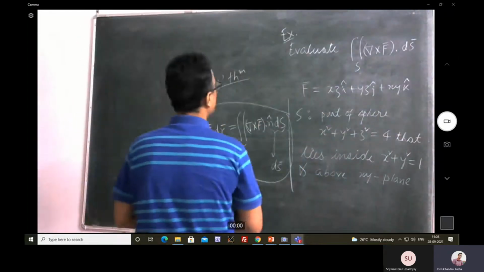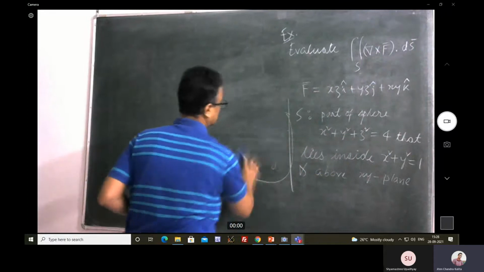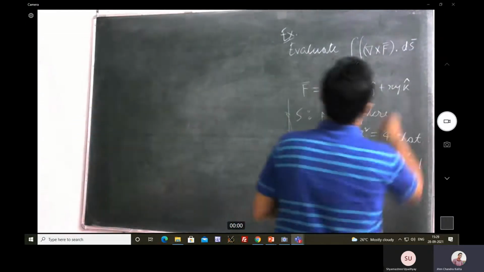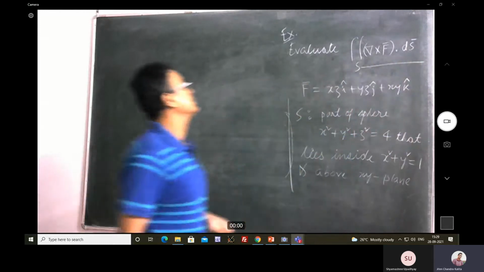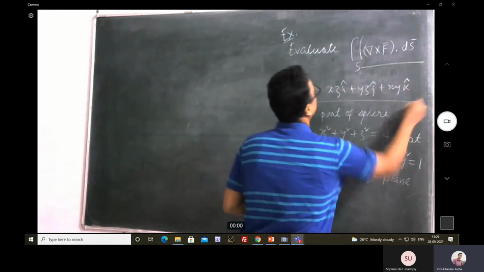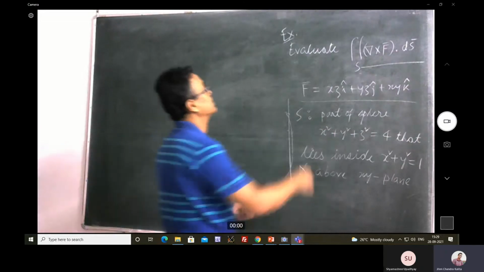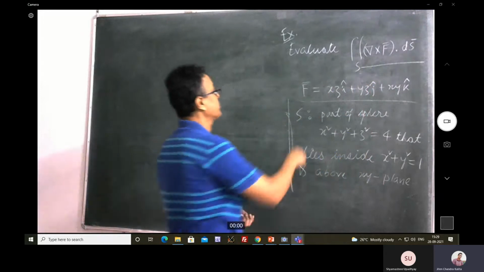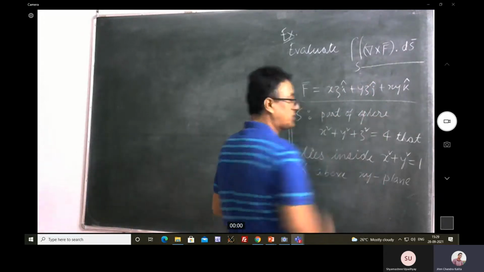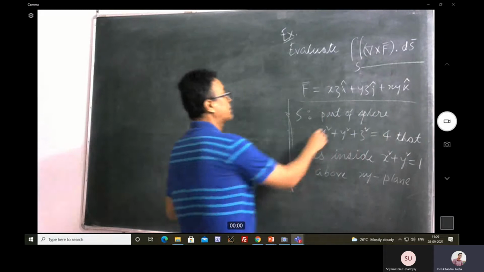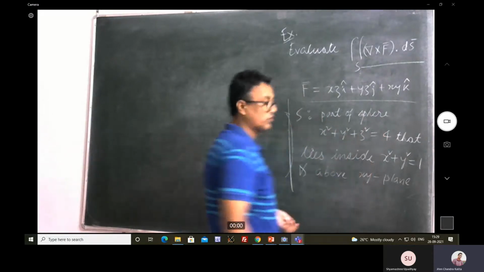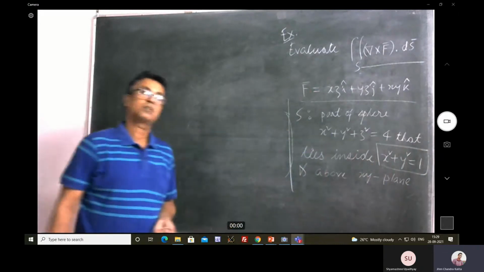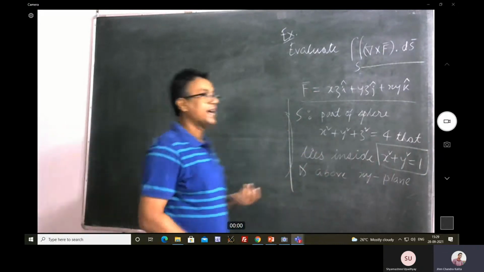Now simply look at this problem. The problem is about evaluating this integral, where that vector field F is given by this, and where S is this surface, which is the part of the sphere x squared plus y squared plus z squared equal to 4 that lies inside the cylinder x squared plus y squared equal to 1, and above the xy plane.